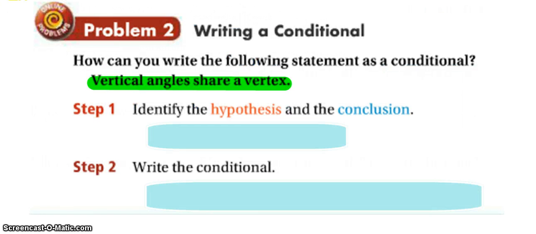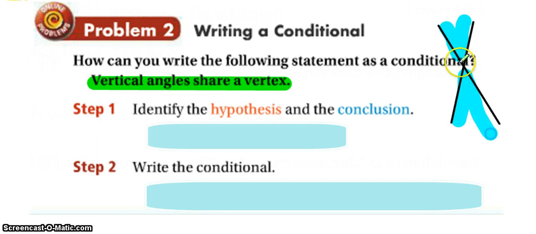So now we're into problem 2, dealing with writing conditionals based off something that we know. So we know that vertical angles have to share a vertex. A reminder of what vertical angles look like is if you had two lines crossing, the angles directly opposite each other, those are your verticals. So this angle up here would be vertical with this angle down here, and they share this vertex. So you identify the hypothesis and the conclusion.